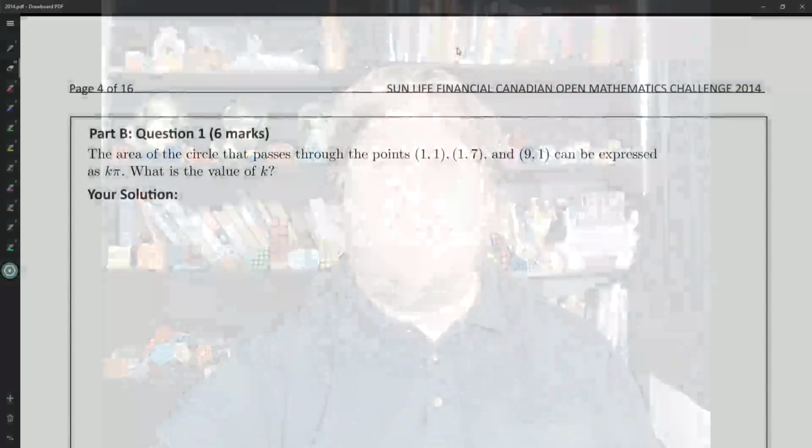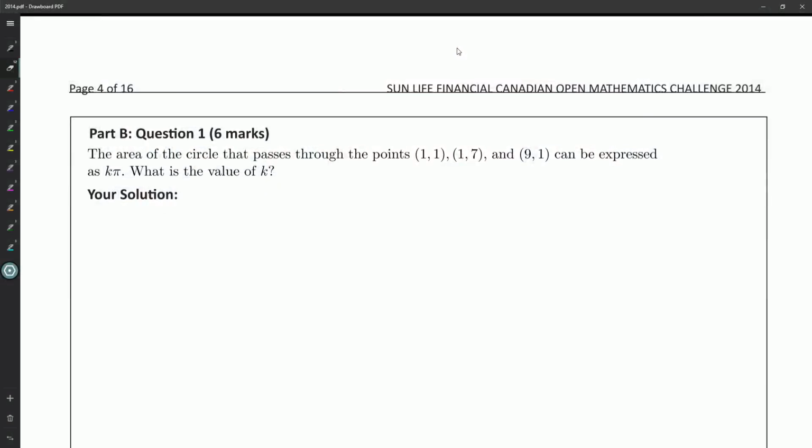We're going to be starting B part on our 2014 Canadian Open paper, so we'll be looking at B1 in this video. The area of the circle that passes through the points (1, 1), (1, 7), and (9, 1) can be expressed as k pi. What is the value of k? Okay, so we need a circle that passes through these points here.